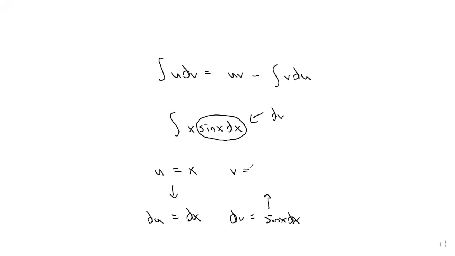So what is the antiderivative of sine x dx? The derivative of sine is cos, and the derivative of cos is minus sine. So the antiderivative should be minus cos x. Let's double check that. The derivative of cos is minus sine. Okay, that works because the two minus signs would cancel out. So that works very well.